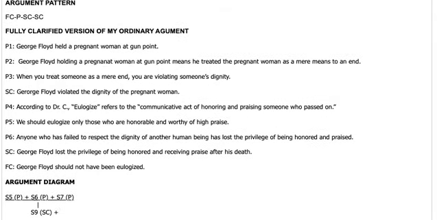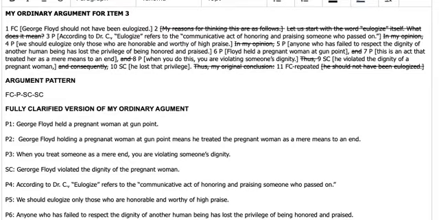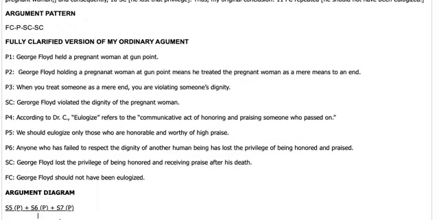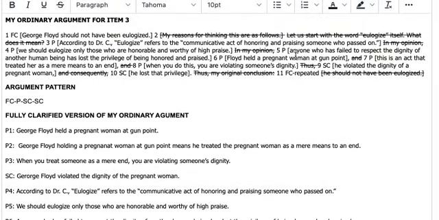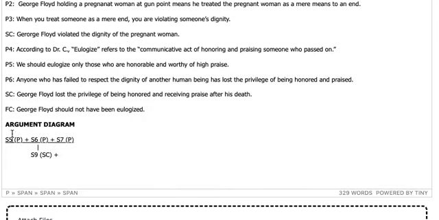I think I did. So I have a woman at gunpoint, treated her as a means, dignity. So I need to go back up here to say, okay, he held a pregnant woman at gunpoint. That's statement 6. So statement 7 is, yes, statement 8. That's statement 8. I have this wrong. So this should have been 6, 7, 8, and not 5, 6, 7.